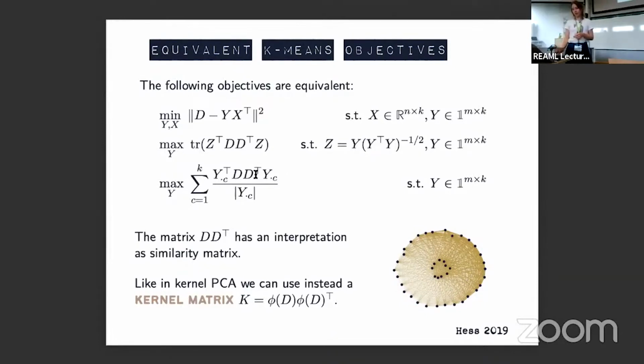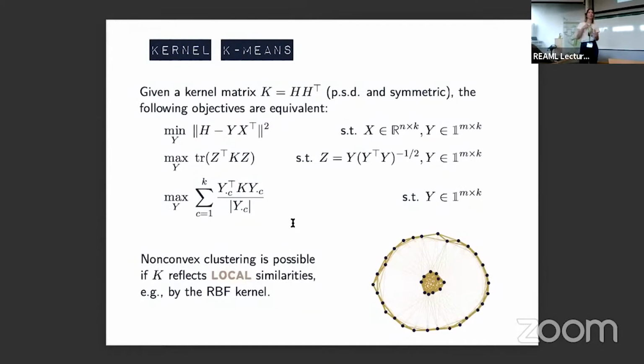Now, if we write this trace maximization out, then what it does is we sum over all the clusters again, and here we compute the similarity of points which are in cluster C, where the similarity is given by this matrix. So we basically compute the sum of all the edges which are in cluster C. So again, we have this notion that points within a cluster should be similar. But what we can do now, instead of having D times D transposed, is apply a feature transformation again, and then apply just K here, right? So instead of D times D transposed, we first have a feature transformation, and then we call this K.